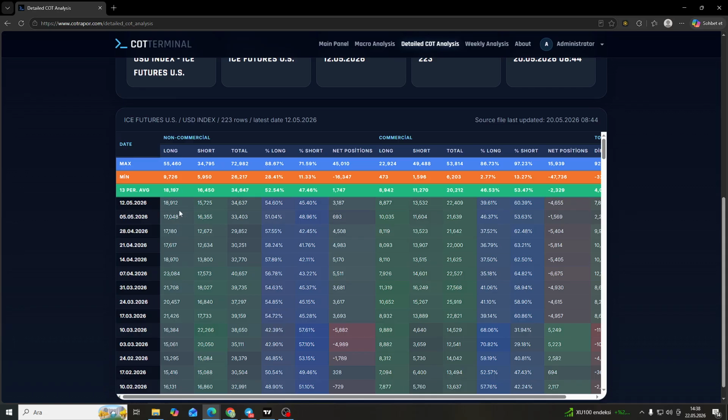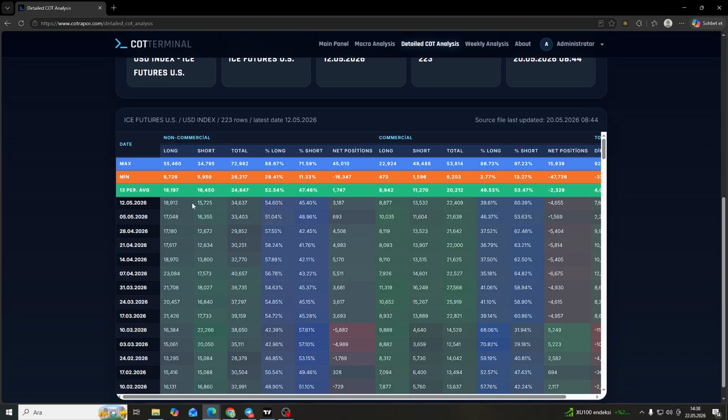In the last 3 weeks, longs are increasing, and if you look at 1, 2, 3, 4, 5, 6, 7, 8, 9, almost 2 months, we can clearly see they have increased their long positions. For now, it seems like they increased their longs, but there is a reason for this.